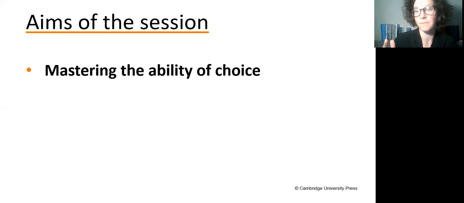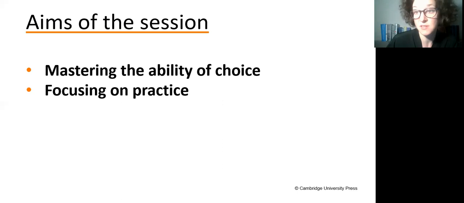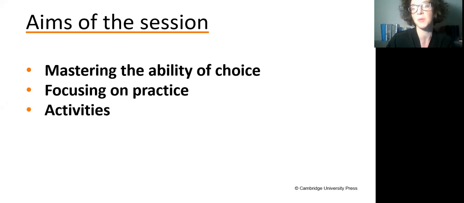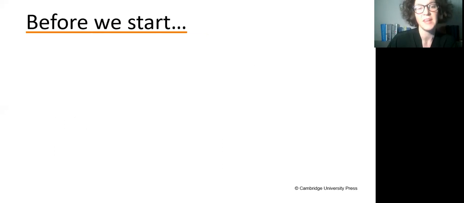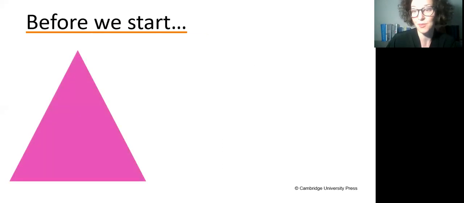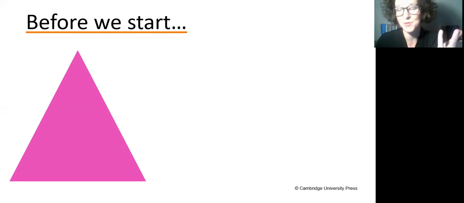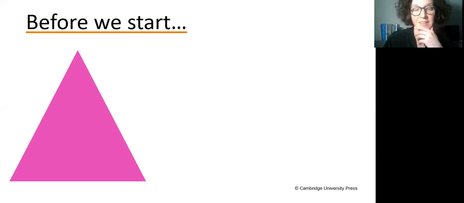So the more context, the better. And in this session, we will be mastering the ability of choice, see what it is, and focus on practice and activities. There will be a lot of takeaway activities. Before we start with the activities, let's have a look at the first statement that all of you had, where you teach grammar and then let students work with it in the tasks.